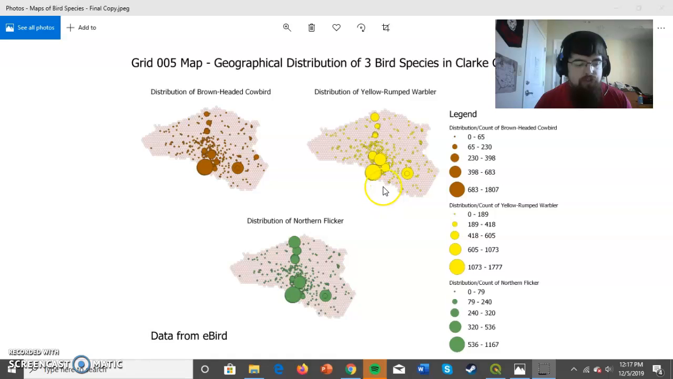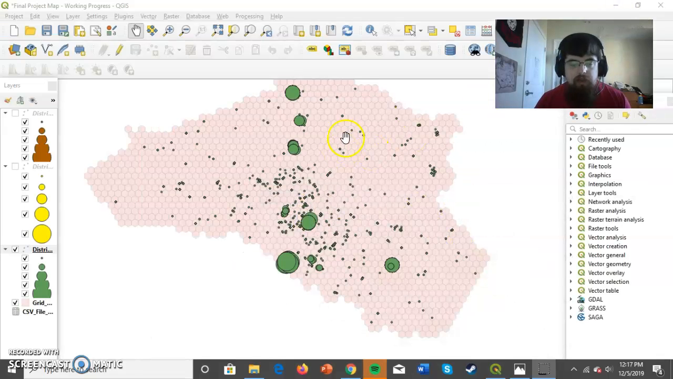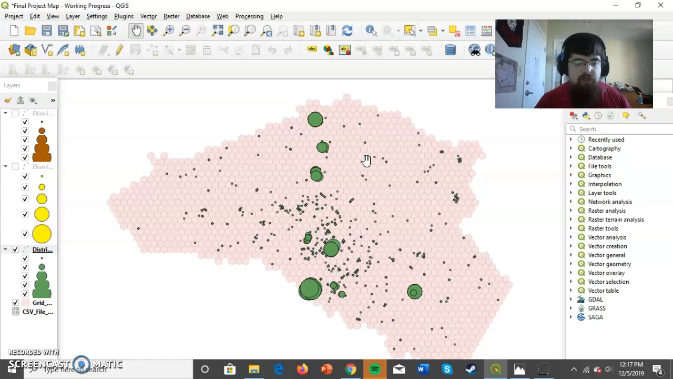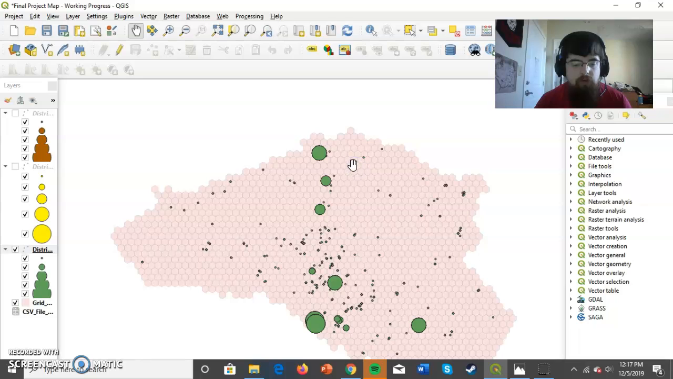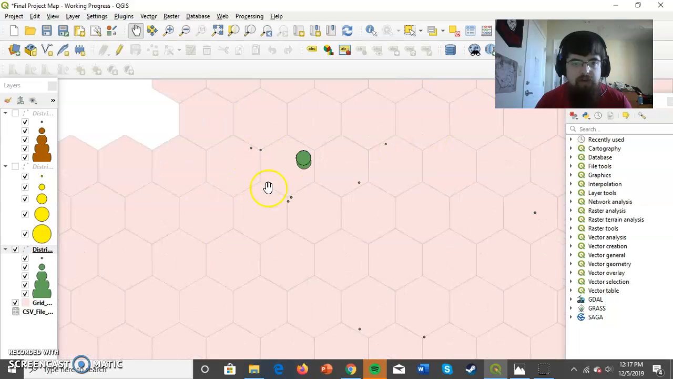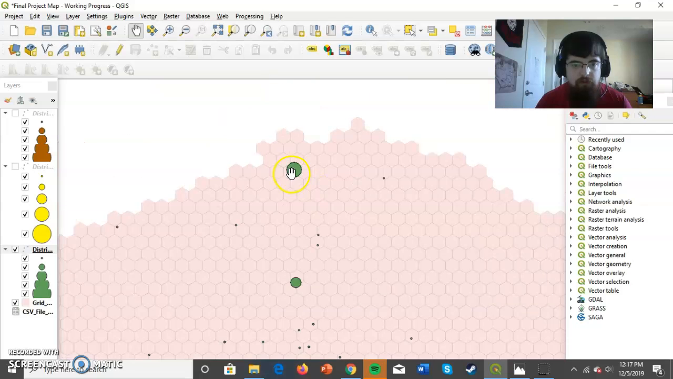And the second question is, where are the hotspots of observations for one of these species? For this question, I want to look at the distribution of the northern flicker. After doing some research, I found that the 3 grid cells with the highest counts for the northern flicker are grid cell 224, grid cell 1479, and grid cell 240, with counts of 1,167, 536, and 510 respectively. Grid cell 224 is located around Athens Quad in the State Botanical Garden, and after lining up latitude and longitude, it is located right here at this grid cell.